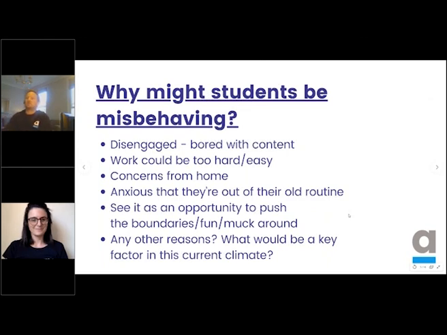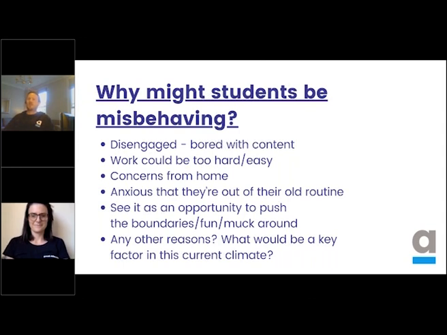So one thing just to address before we move on to some strategies might be reasons why students might be misbehaving. A lot of the time it's just because they're disengaged. It may be that the content just isn't exciting them. It's not engaging them. They're not really committed to working through the task. So they might act out as a result.